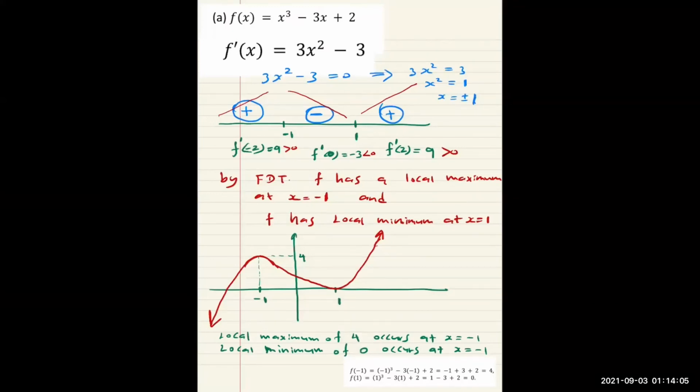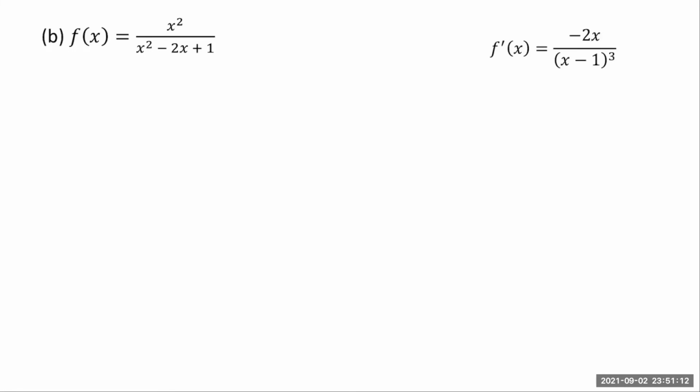Finally, you could write, we know that the local maximum occurs at x is equal to -1 and the maximum value is 4. So we have a local maximum of 4 at x is equal to -1, and a local minimum of 0 at x is equal to +1. This should be +1, by the way. All right, this completes the first part that I want to go over.